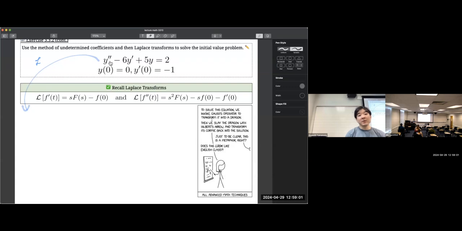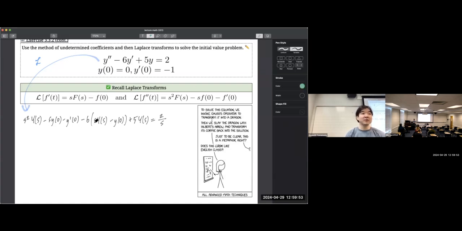So the Laplace transform of y double prime is going to be s squared, and I'm going to use capital Y of s, minus s times little y at 0, minus y prime at 0, minus 6 times the Laplace transform of y prime, which is s capital Y of s minus little y of 0, plus 5 times the Laplace transform of y, which is just capital Y. And then the Laplace transform of 2 is 2 over s, because remember the Laplace transform of 1 is 1 over s.